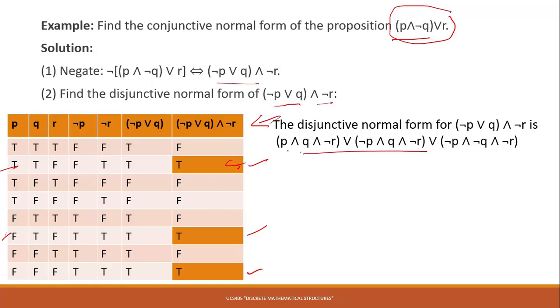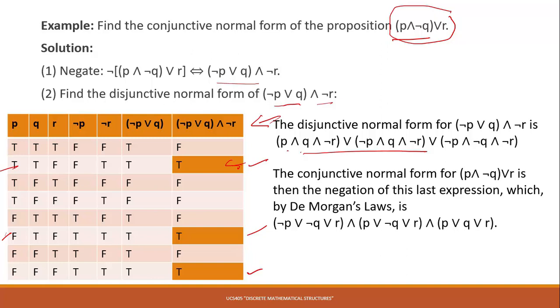But we have to find the CNF of this expression. So again, we will negate this and apply De Morgan's law. What we will get is this one. On applying negation to this, we will get negation P or negation Q or R, because we are applying De Morgan's law also. Similarly, here we will get and P or negation Q or R. Again and P or Q or R. So this is the CNF of this proposition form.